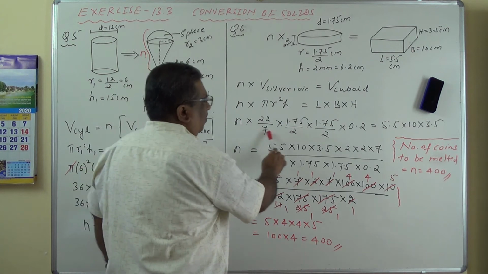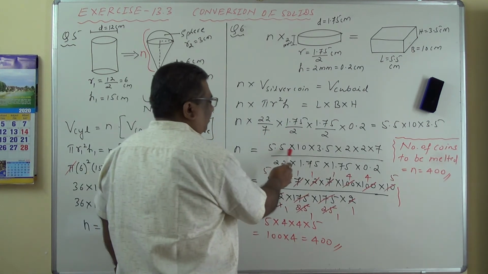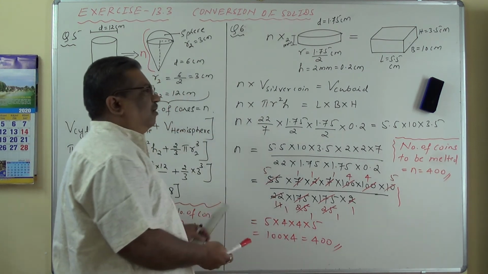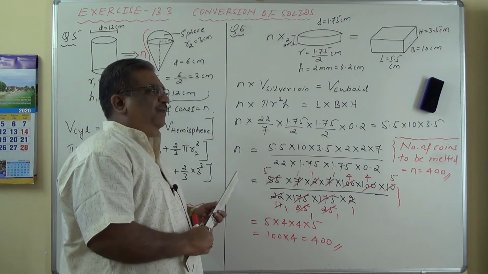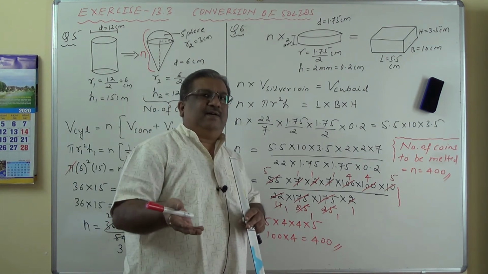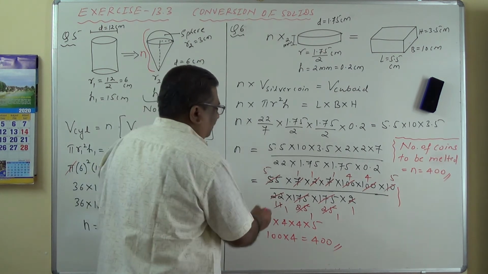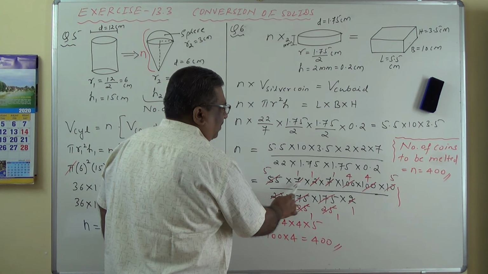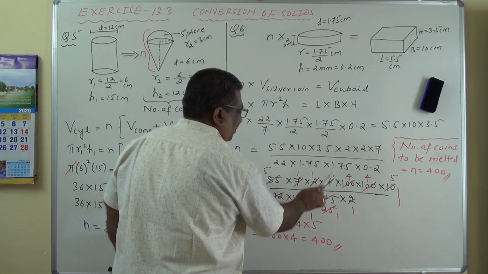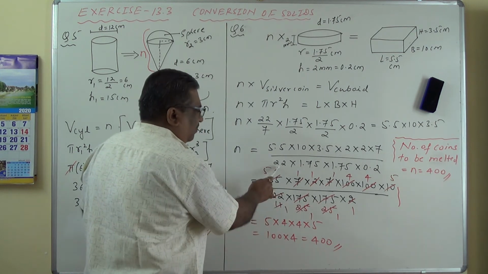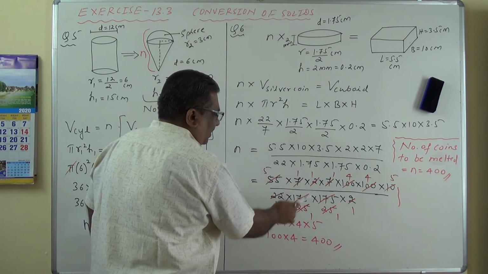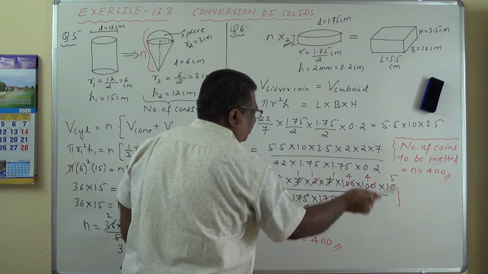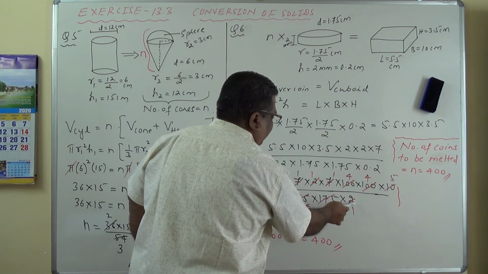So n equals, take all this, transpose it by cross multiplying, you get 5.5 into 10 into 3.5 into 2 into 7 by 22 into 1.75 into 1.75 into 0.2. Now, in order to avoid the decimal points, it is preferable to express them as integers and take the sum of the denominators upwards. What I have done here is 5.5 into 10 is 55, 3.5 into 2 is 7, and 2 into 7, as it is, I have written, divided by 22. This 1.75 is written as 175 by 100, so 100 goes up. This is also written as 175 by 100, once again 100 goes up, and this 0.2 is written as 2 by 10, and 10 goes up.